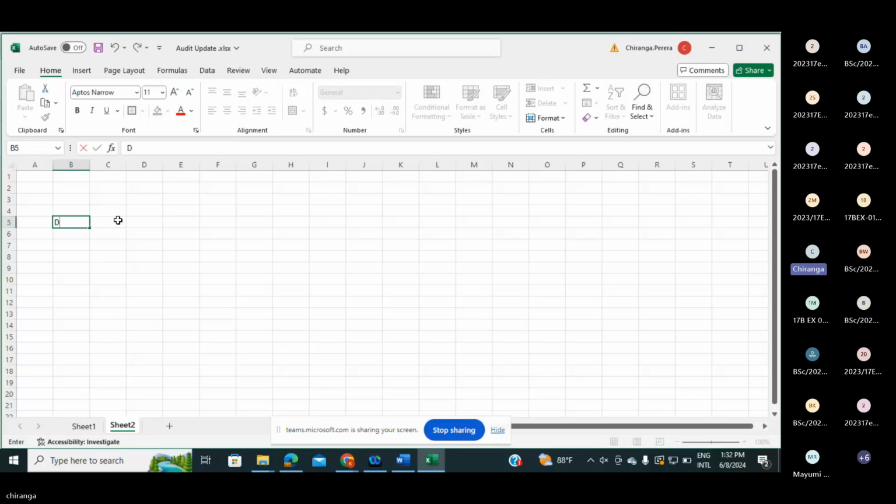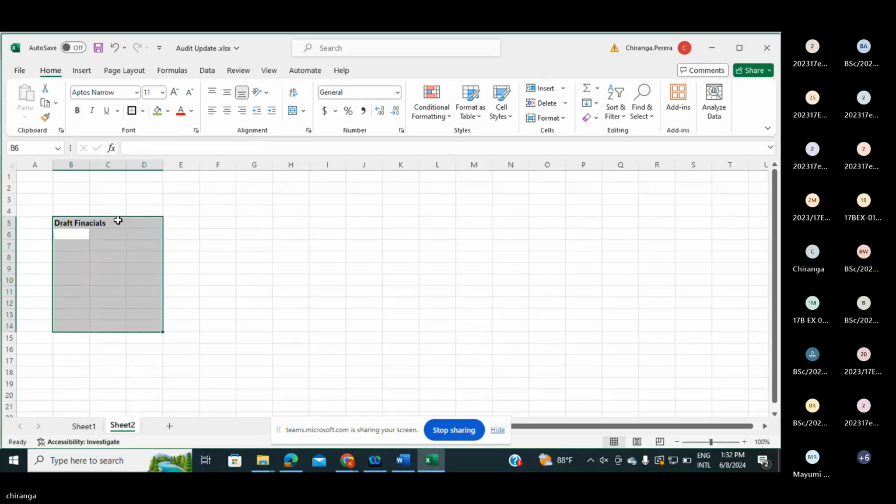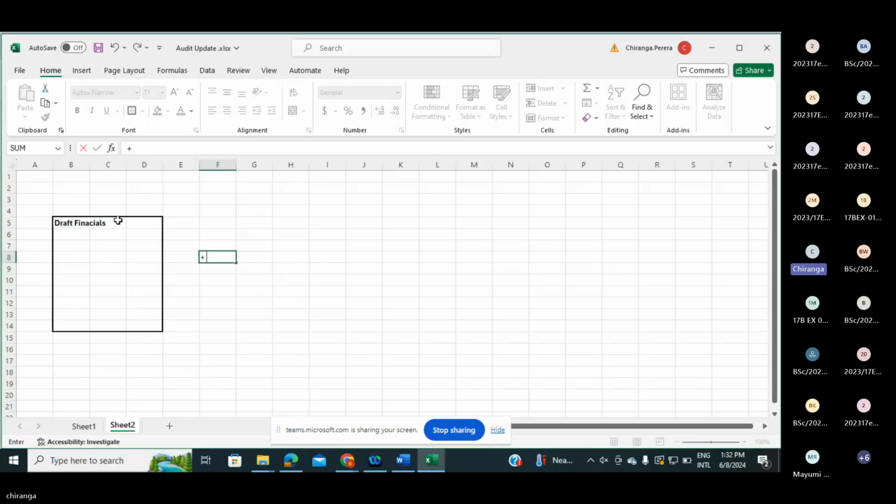Firstly, we have draft financials. Draft financials we had. With the draft financials, we wanted to give an audit opinion.